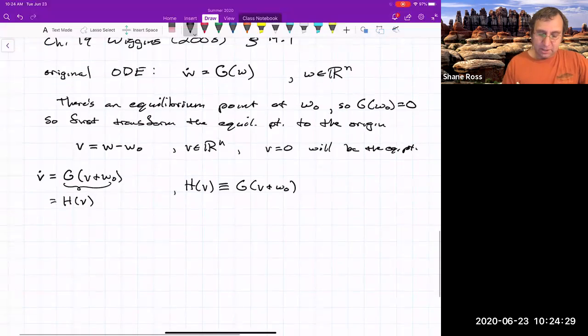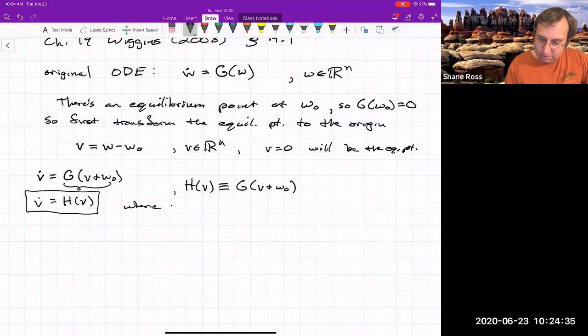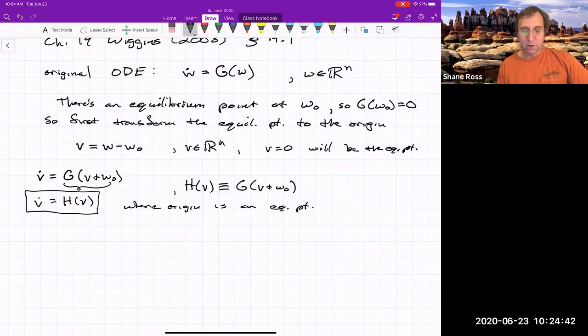Okay, so now that we've got the ODE in this form, where the origin is an equilibrium point, now we're going to write this right-hand side where we split off the linear part of the vector field.